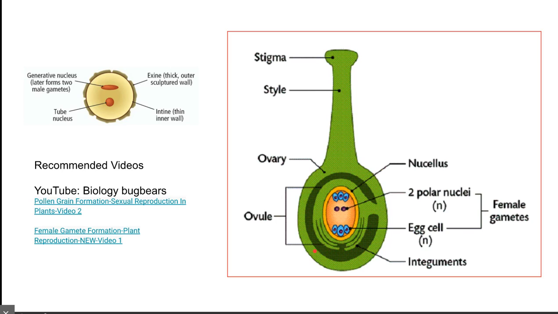We have a layer of cells develops around the embryo sac called the integuments. The integuments are there for protection. Also in the diagram here, we have the nucellus, which is a layer of cells that provide nourishment for the developing embryo sac.